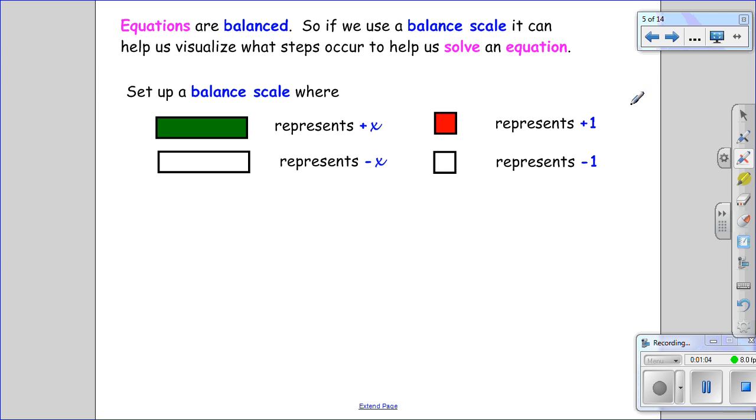So we need to think about an equation like a balance scale. Okay, equations are balanced just like a scale is. So we're going to set up balance scales to solve equations. We're going to use green rectangles for positive x. The white rectangles will be negative x. The red squares are positive 1, and the white squares are negative 1.